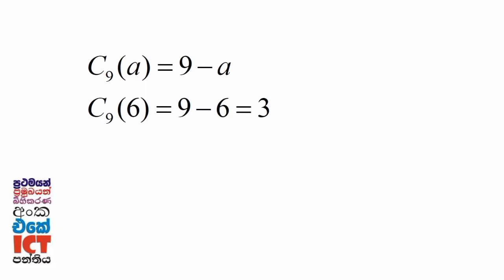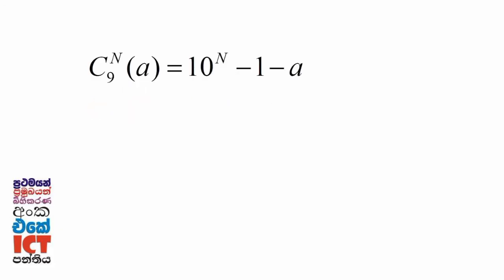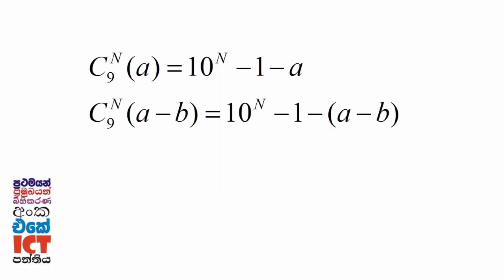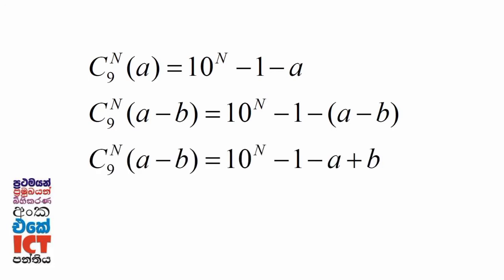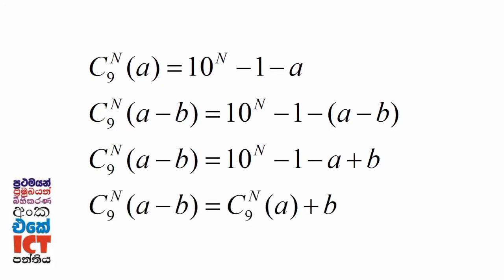In a calculator with n dials, the nines complement of a number a is 10 raised to the nth power minus 1 minus a. And therefore, the nines complement of a minus b is 10 to the nth power minus 1 minus (a minus b), which is equal to 10 to the nth power minus 1 minus a plus b, which is equal to the nines complement of a, plus b.